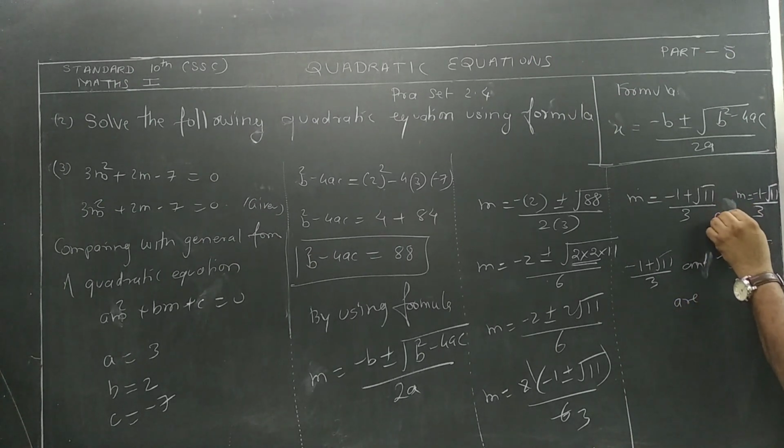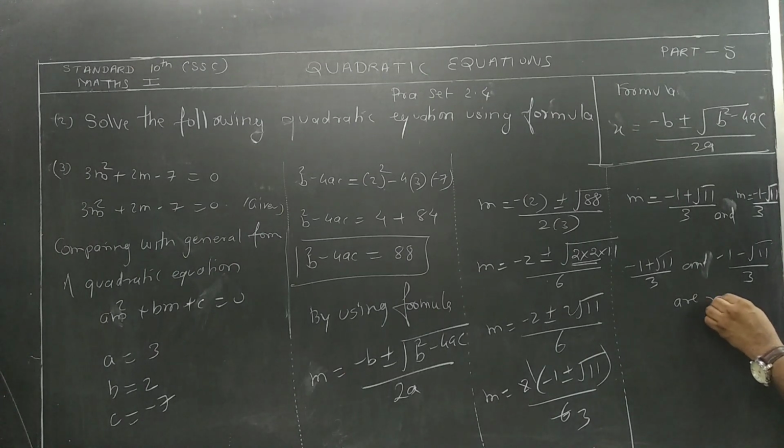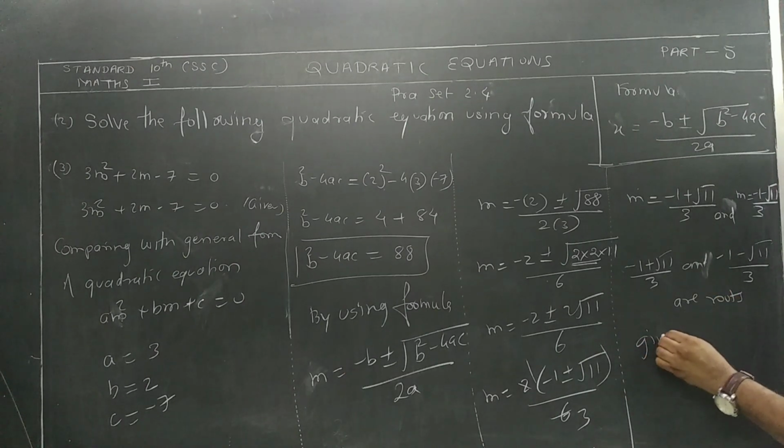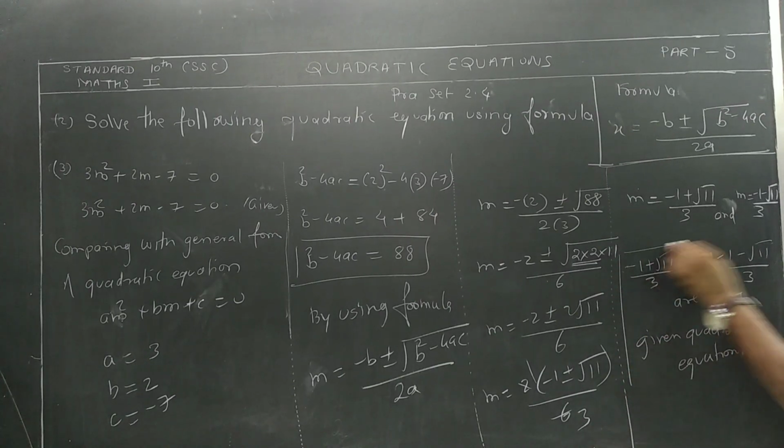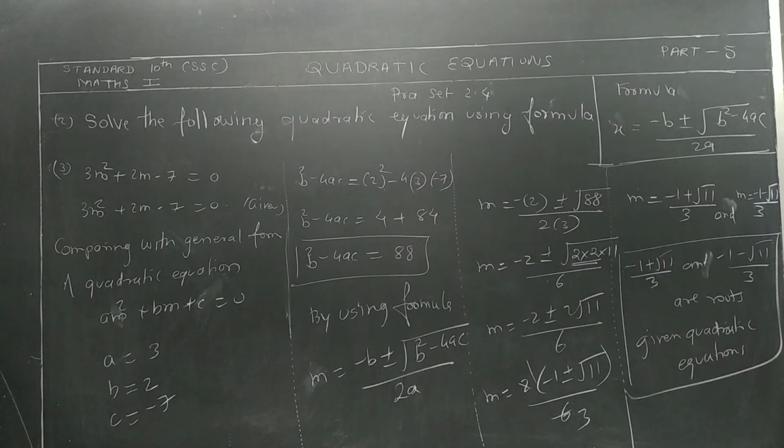So what happened then? Therefore minus 1 plus root 11 upon 3 and minus 1 minus root 11 upon 3 are roots of the given quadratic equations. This is the answer. Okay.